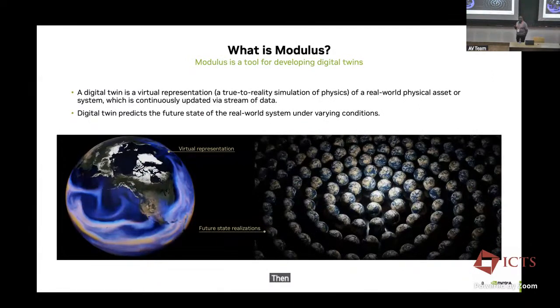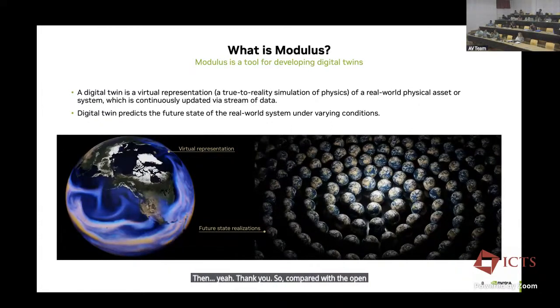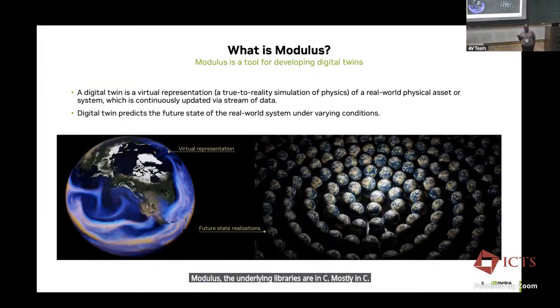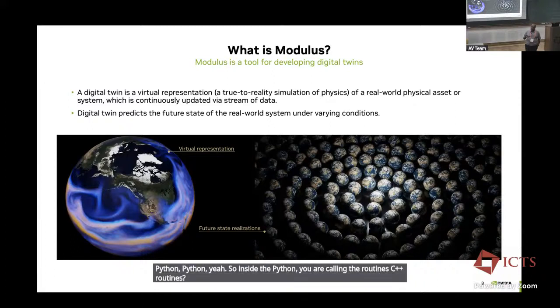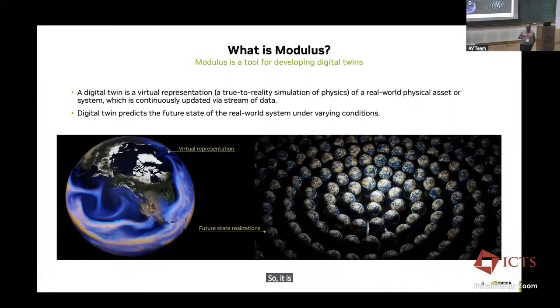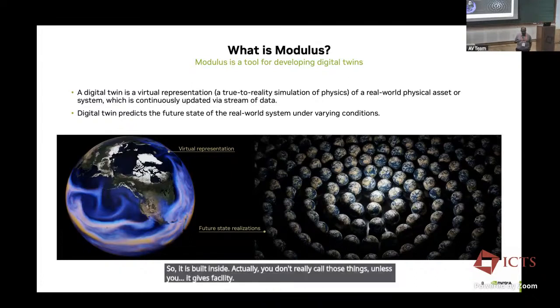So compared to OpenFOAM, which is, I think, Fortran or C++. Yeah, C++, correct. What language do you use in your Modulus? Modulus, the underlying libraries are mostly in C, C++, and the overlying is Python. So inside the Python, you are calling these C++ routines. So it is built inside. Actually, you don't really call those things unless it gives a facility, and the user can select.